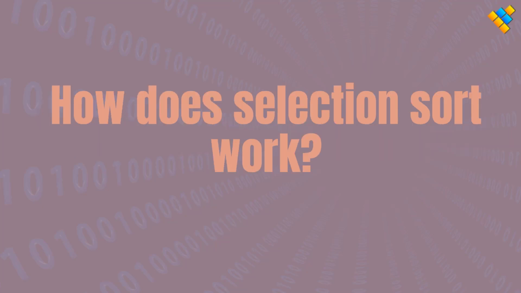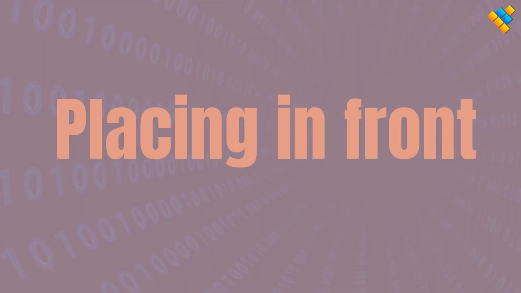And so how does selection sort work? Well, selection sort works by picking the smallest number and placing it in front. And this process is then repeated for the second position towards the end of the list. And it's the simplest sort algorithm.